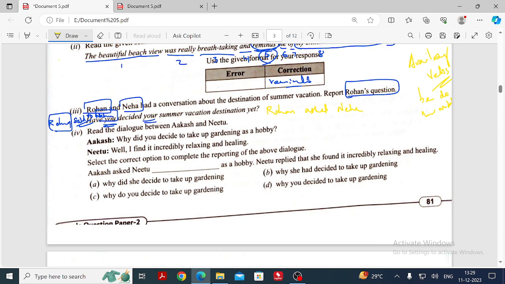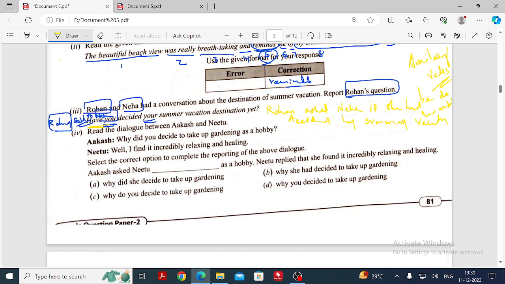Actually, this question started with the have form verb. Have you decided? Have plus decided, have plus verb-ed. What tense is it? Yes, present perfect. We should change it into past perfect. What should the answer be? Rogan asked Neha if she had decided her summer vacation. Very good. So this should be your answer, right?